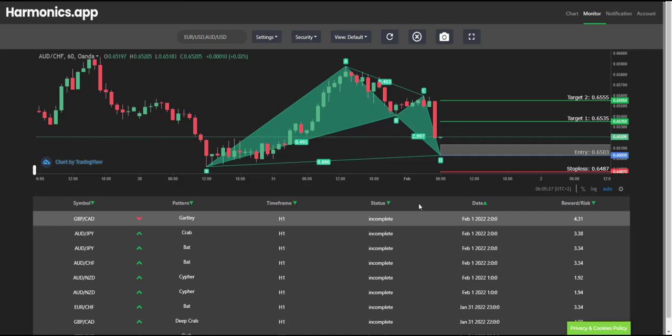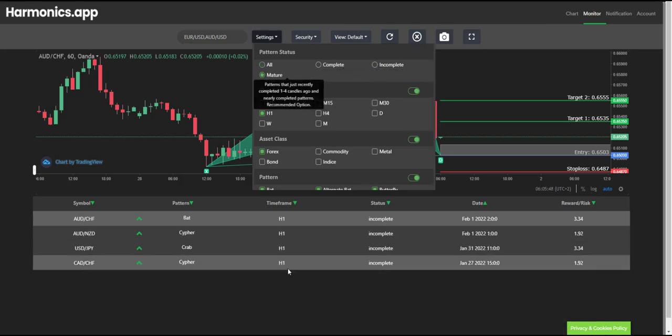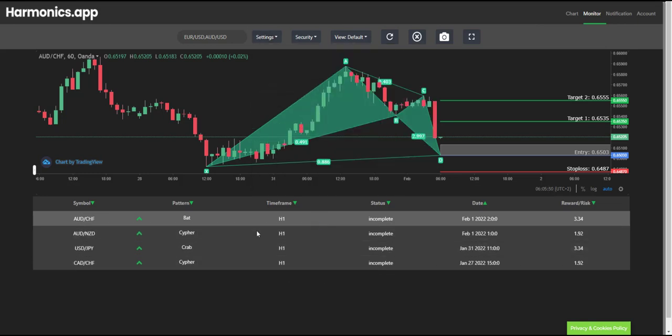In this video, I will cover what is a mature pattern in a harmonic scanner. When you are in a monitor window, go to Settings and then in the pattern status, where you have all complete, incomplete and mature patterns, select mature patterns, and in the table below you will have all mature patterns.